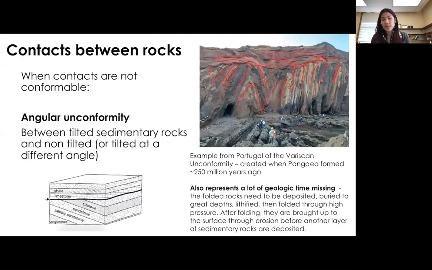Angular unconformities, like nonconformities, represent a lot of geologic time that's missing. Just like in nonconformities, the underlying rock, whether that's the granite or these tilted rocks, has to be buried to great depths and then eroded back up to the surface before the top layer is deposited on top of it.